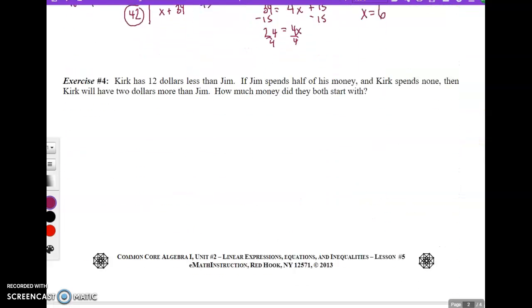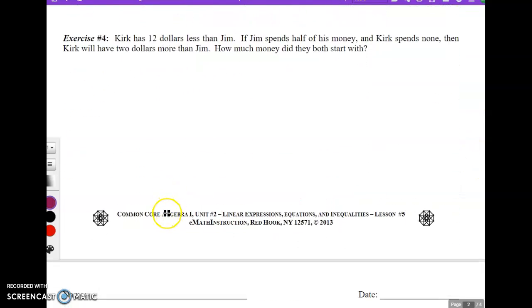All right, let's move on to the last one. Kirk has $12 less than Jim. If Jim spends half his money and Kirk spends none, then Kirk will have $2 more than Jim. All right, so let's see if we can figure out how much they have. All right, so we have Kirk and we have Jim. It says Kirk has $12 less than Jim. Do we know how much Jim has? No, so he's going to be X, but Kirk is going to have $12 less than Jim. So whatever Jim has, we have to subtract $12 from, and that's going to be Kirk.